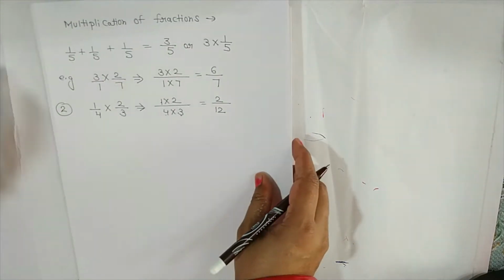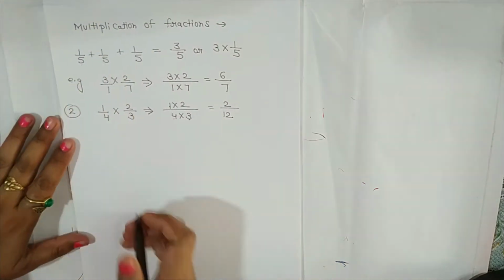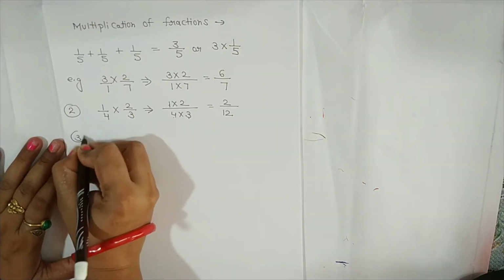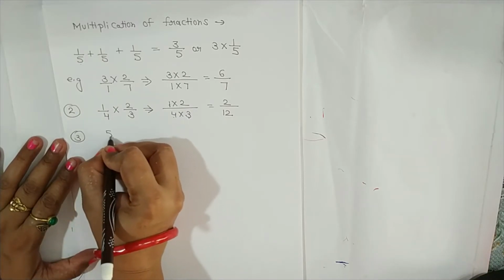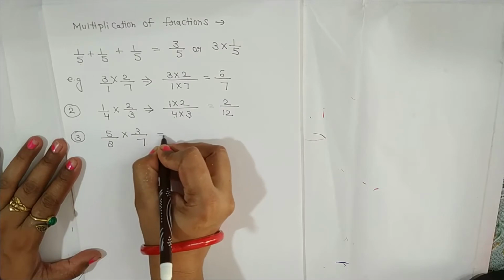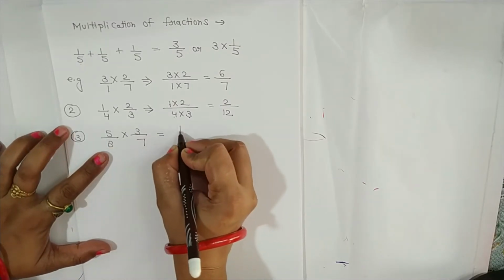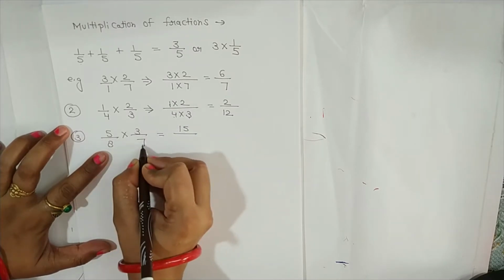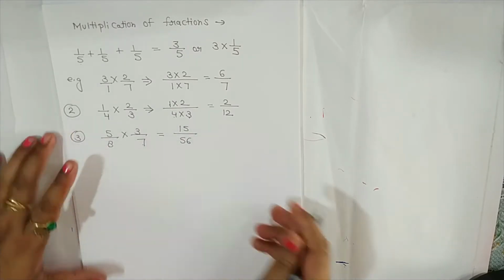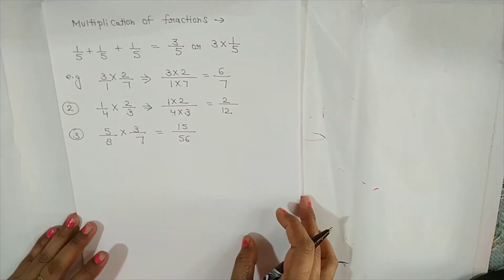Now let us take some other example to understand it. Third question. Suppose 5 upon 8 into 3 upon 7. So numerator is multiplied with numerator, so it becomes 15. Then 8 into 7, 56. Okay.